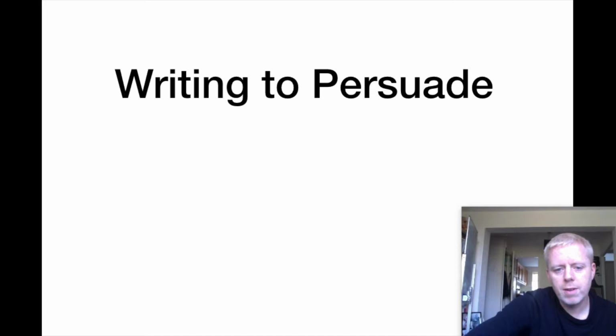This time I'm going to focus on writing to persuade, writing to argue. Typically it depends on which exam board you're following, but typically it will be paper 2, section B, the transactional writing section. Unless you're OCR, then it's paper 1.